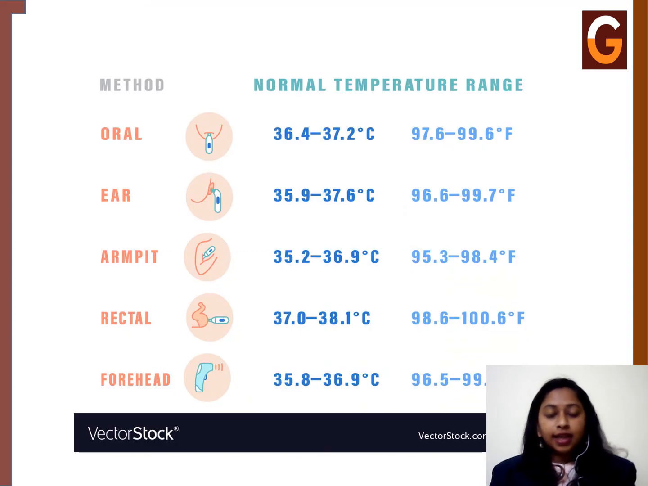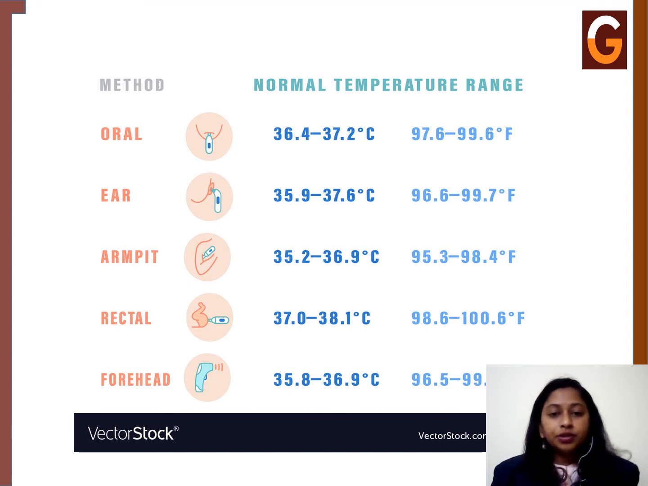Now, in this slide, I will be explaining the different methods of checking the temperature in different areas, and what the normal ranges are in Fahrenheit as well as in degrees Celsius. The oral route we use for people who are a little bit cooperative, because if we try to do this with a baby who is just 1 year old, they won't be cooperative. So we keep it for people who understand our commands.